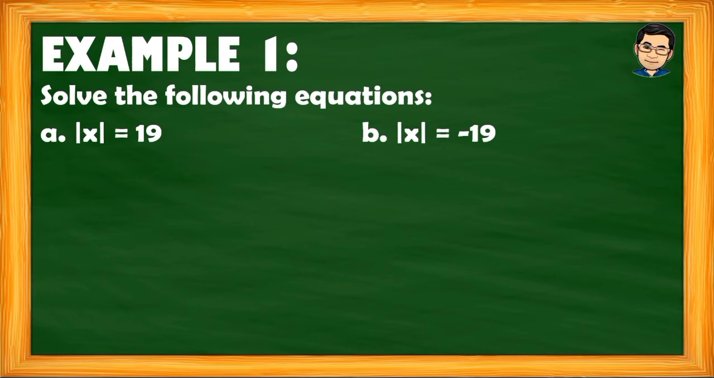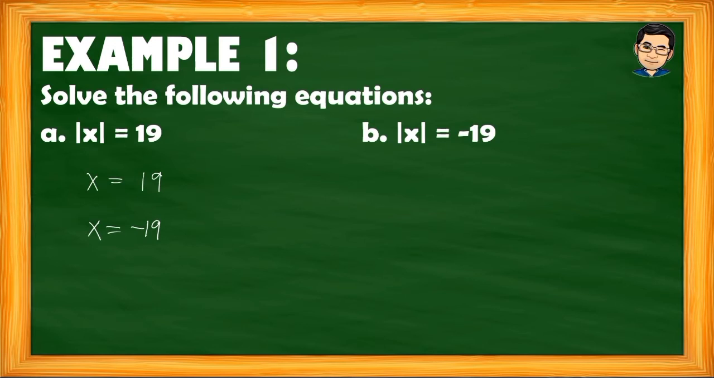So, dalawa lang po naman ang magiging solution ng absolute value equations. Positive, tsaka negative. Okay, depende po sa given equation. So, for this equation, letter A, the absolute value of x equals 19. So, ang gagawin lang po natin dito, sulat natin x, and then yung isang solution niya is a positive number. And then, yung isa naman is negative 19. Okay, so isang positive tsaka isang negative.